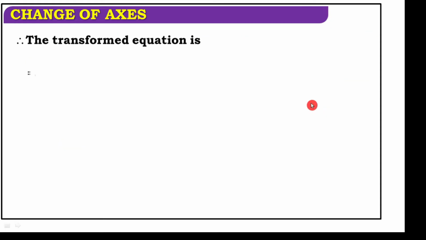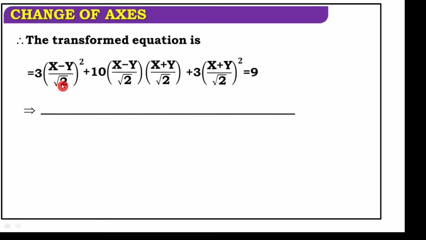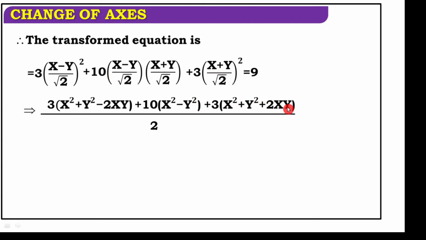So the transform equation is 3 times x square, where the value of x is (X - Y) by root 2, plus 10 times x and y, where the value of x is (X - Y) by root 2 and the value of y is (X + Y) by root 2, plus 3 times y square, where the value of y is (X + Y) by root 2 whole square. Expand using (a - b) whole square. Root 2 square is 2, root 2 into root 2 is 2, root 2 square is 2. So the LCM is 2. So 3 times (a square + b square - 2ab), here (a - b)(a + b) is a square minus b square, X square minus Y square, 10 times, and (a + b) whole square is a square + b square + 2ab, equals 9.